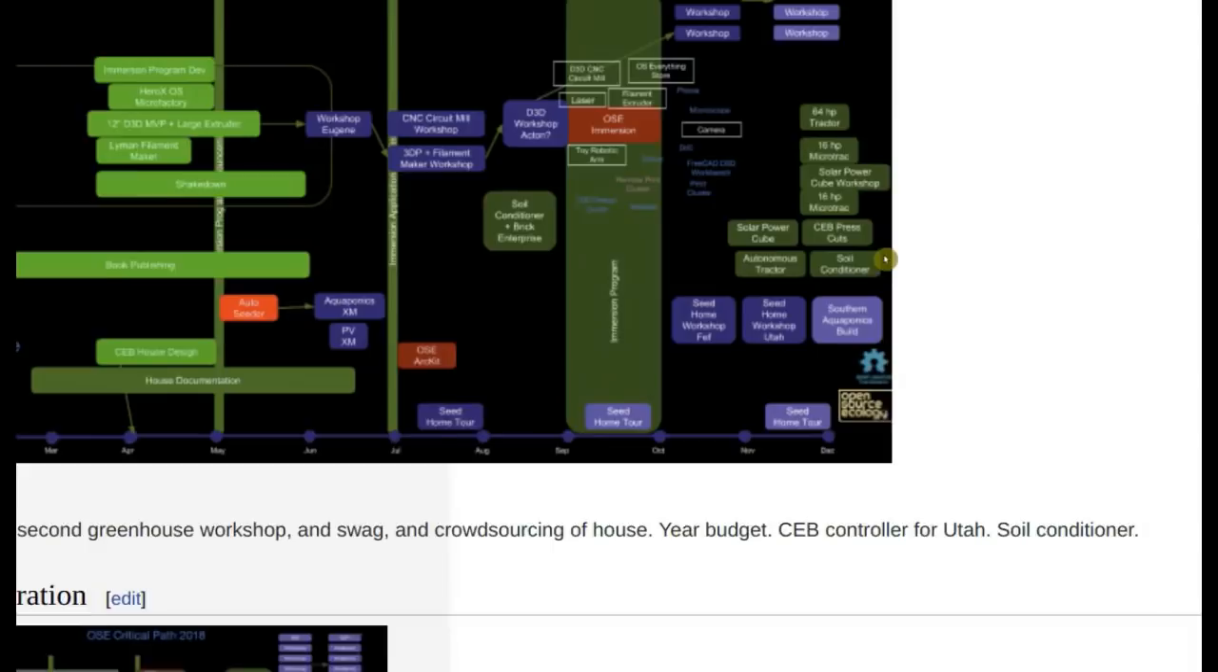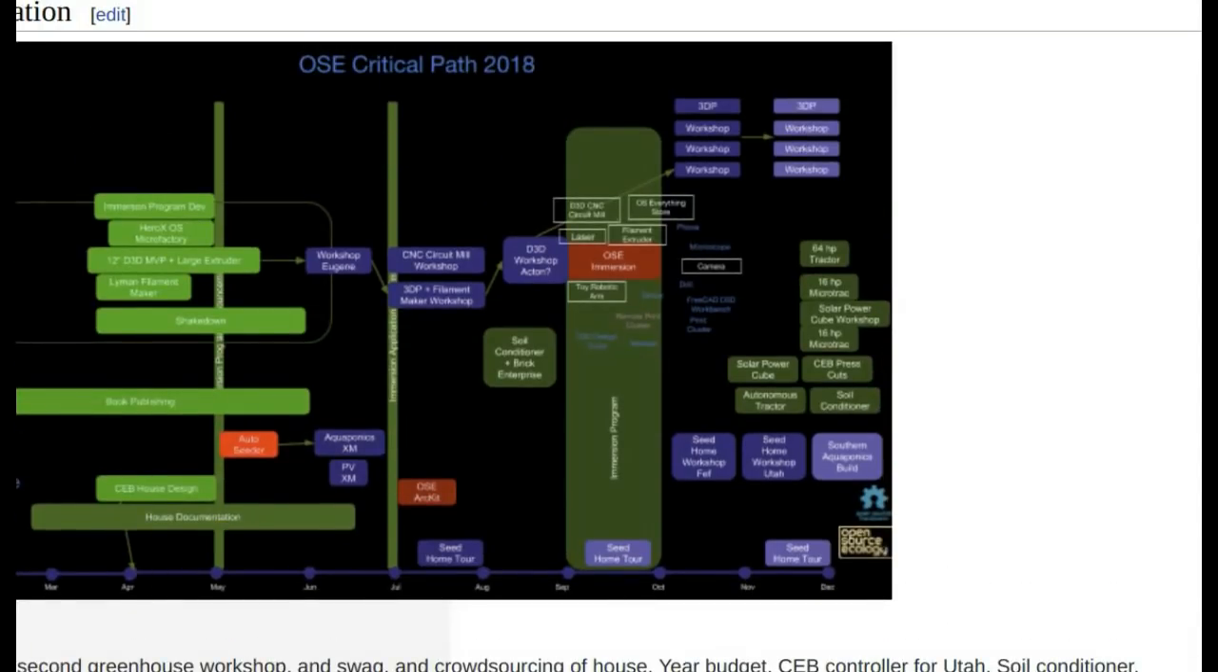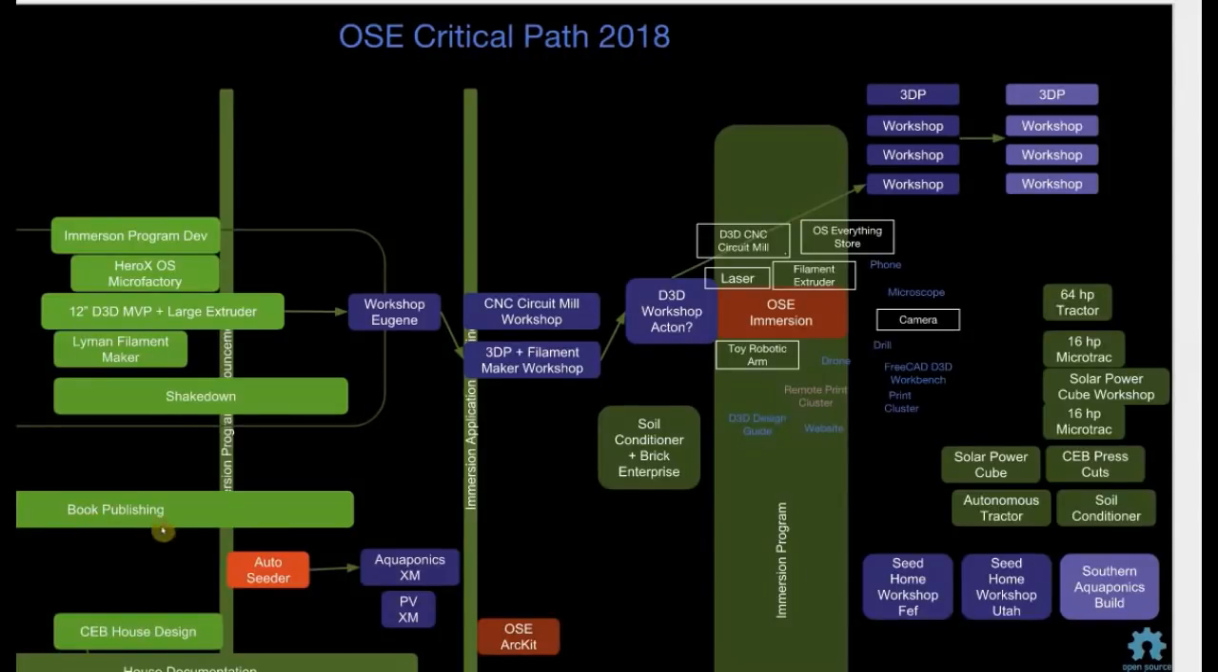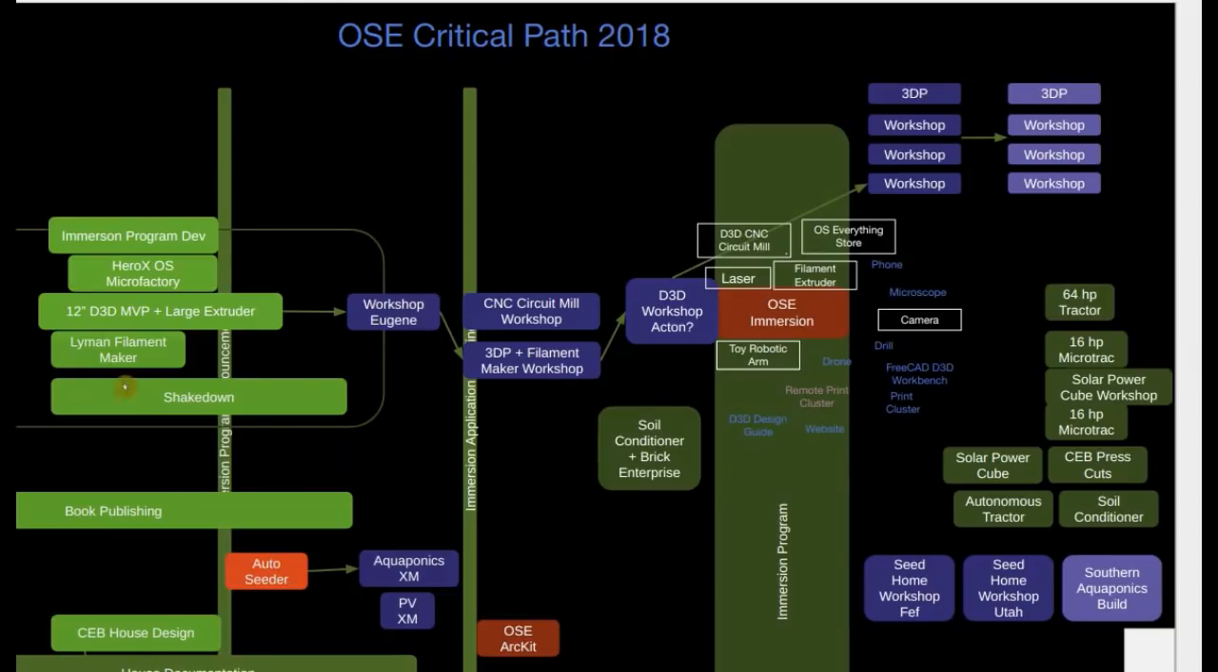I do want to go over just a couple of notes on the critical path, because we're really getting down to posting everything. I'm trying hard to get that all posted by April the 1st. But there's a lot of different things. The things we know we're doing right now are an early June aquaponics workshop here, and a PV workshop where we install a PV system. A workshop in Eugene on a 3D printer, that's June 21st or something like that. July or August, we're going to do the CNC circuit mill workshop. And from the workshop in June on the 3D printer, we want to try to do one every single month.